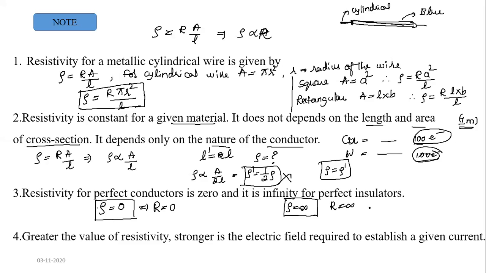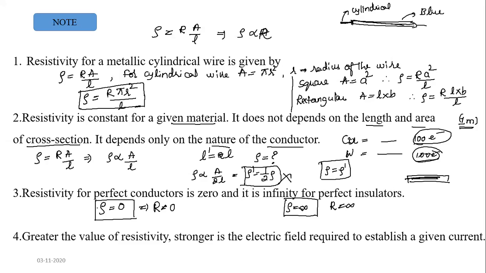Therefore, to coat electrical wires, they use rubber as a material. Rubber is the insulator, it has the maximum resistivity. So if you hold it, nothing happens to you, you won't get a shock. This is the reason the resistivity for insulators is very high, equal to infinity, and the resistance is also infinity.